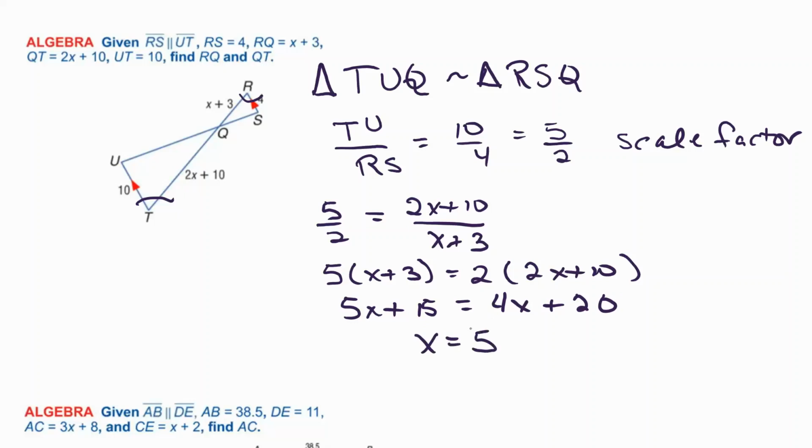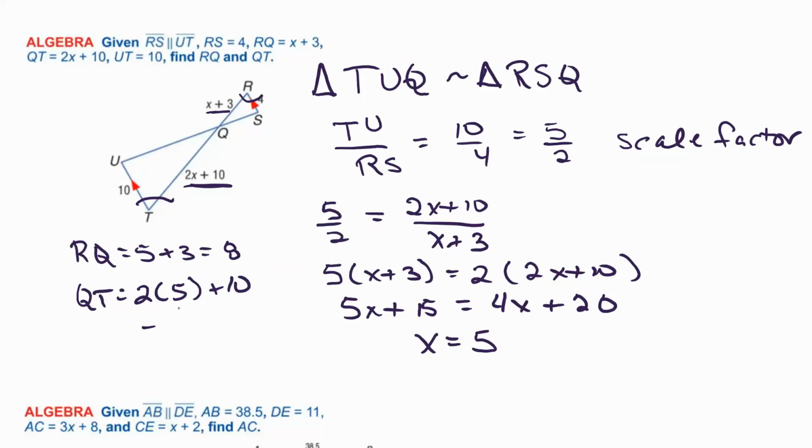Now they asked us to find RQ and QT. Plugging 5 in to this for RQ would give us that RQ equals 5 plus 3, which is 8. Plugging 5 into the equation for QT would give us 2 times 5 plus 10, which would give us 20.